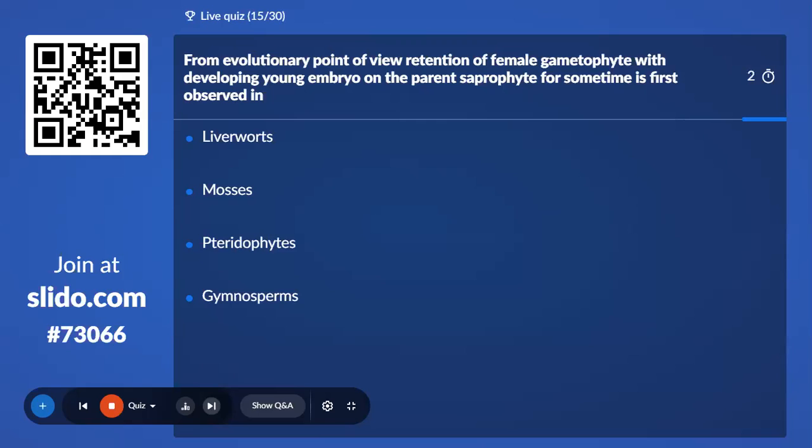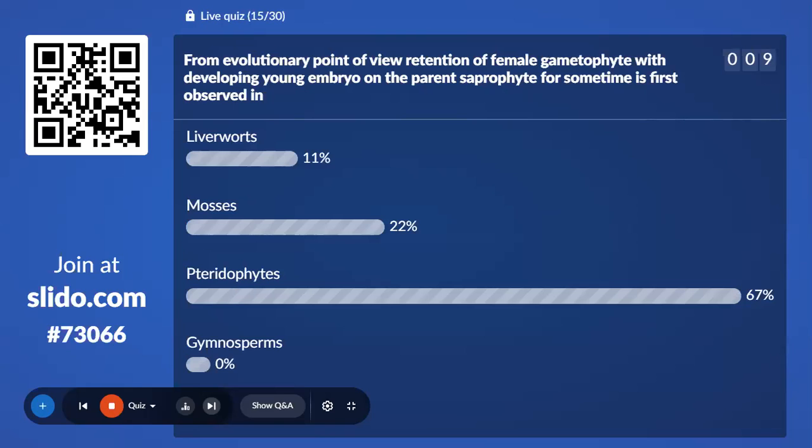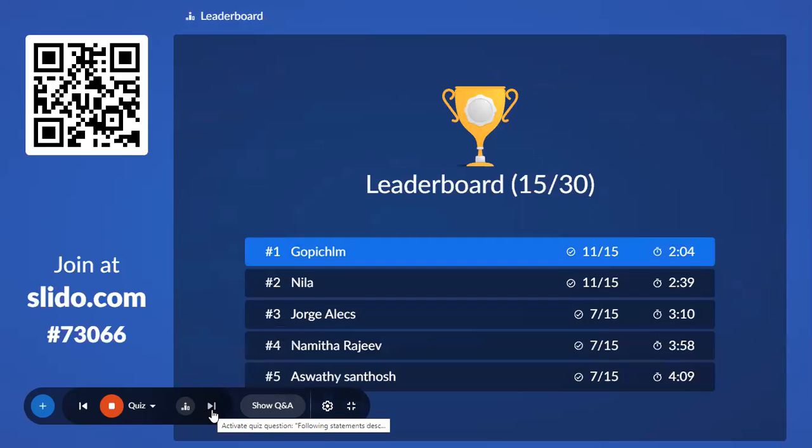And revealing the poll rate on the screen. 67% of students voted it as pteridophytes. Let's move on to reveal the correct answer, and it's pteridophytes. Moving on to display the leaderboard. The first position, Gopi, second Nila, third George, fourth Namita, and fifth Ashwati. A good competition between Namita and George.